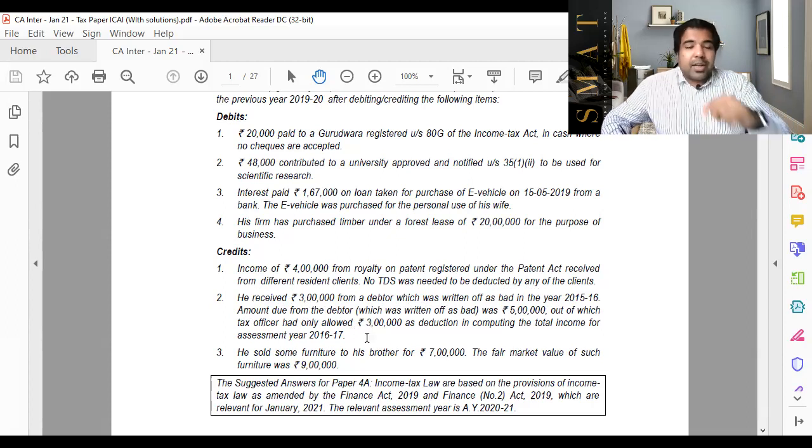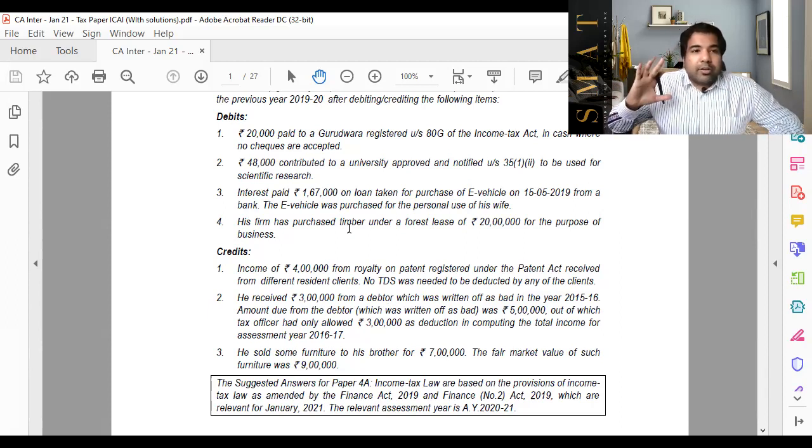So if only 3 lakh is allowed, guys. Total bad debt was 5 lakh, but allowed was only 3 lakh. And now you're getting 3 lakh. So guys, total income was 5 lakh. Out of that, bad debt was 3 lakh. So income was 2 lakh. So now you're getting 3 lakhs. Out of that 3 lakh, 2 lakh is your legitimate income and 1 lakh is the bad debt which you're now recovering. I'll repeat this.